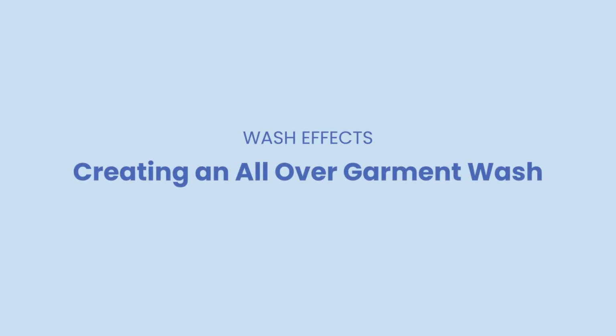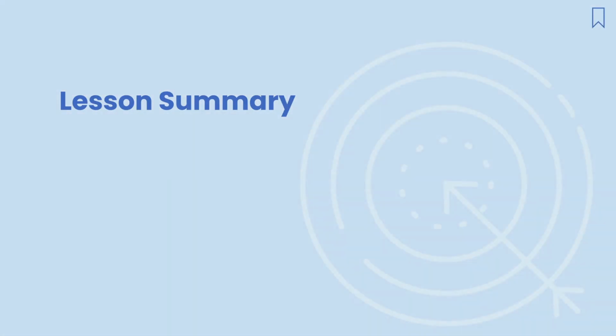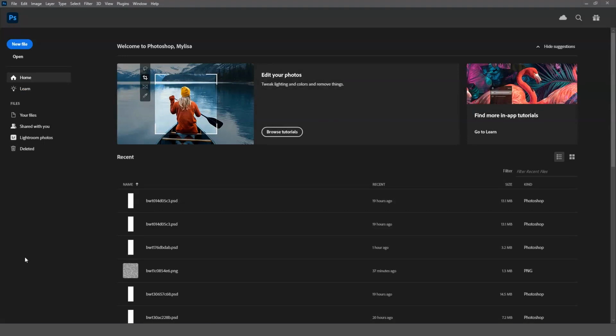In this video, we will show how to create a custom all-over wash in Photoshop. Then we will review the effect in VStitcher. The following will be covered in this video: creating a repeat texture in Photoshop, and other Photoshop filters. We will start in Photoshop.